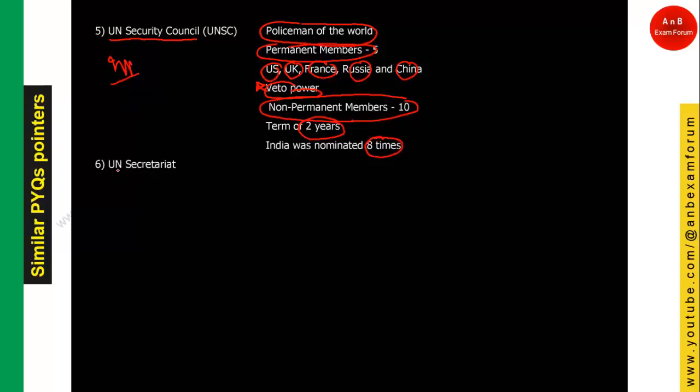The last one is the UN Secretariat. It is the place where all the official work of the United Nations is done. And the head, as you know, is the UN Secretary-General, who heads the UN Secretariat.